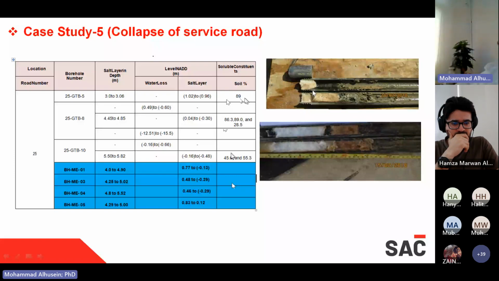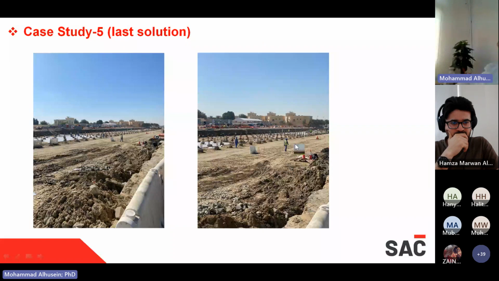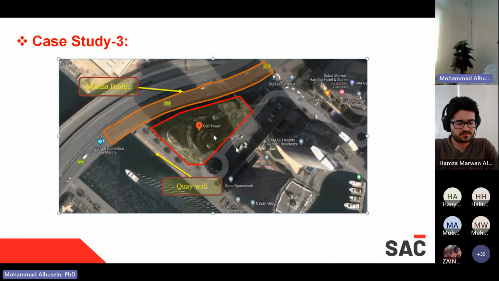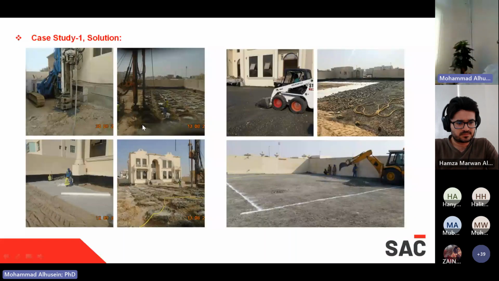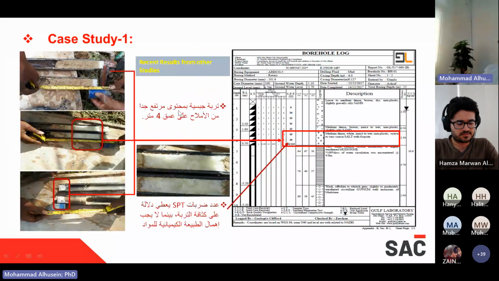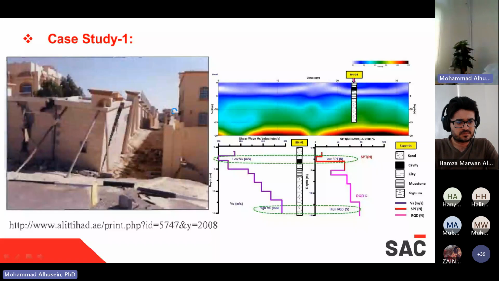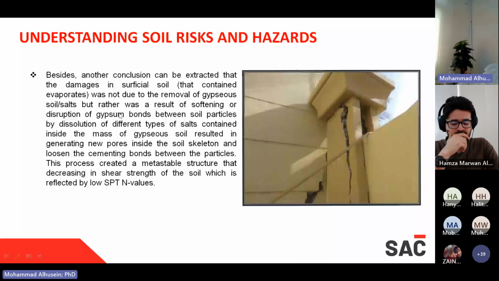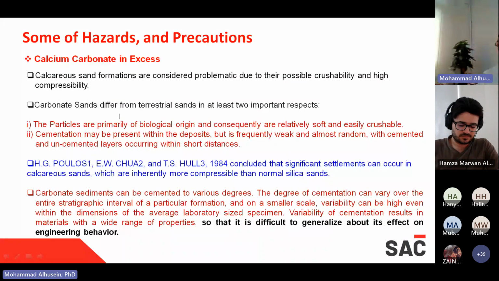At the end, when they couldn't fix the problem with the rock fill, they decided to go with piles and a slab on top. We'll talk about this. This is just to show you the level of risk to which this infrastructure can reach. So the second material we can talk about is calcium carbonate in excess.